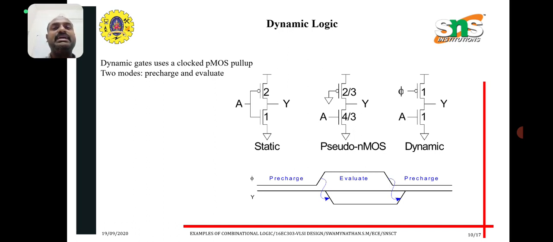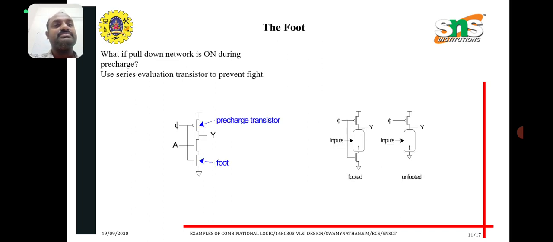So look at the timing diagram. The timing diagram is used for clock, pi, and Y is the output. So first pre-charge and evaluate. During the evaluation phase only the output will come. In the evaluate phase, a high input gives a low output. So low means high, high means low, because we are connecting the inverter.